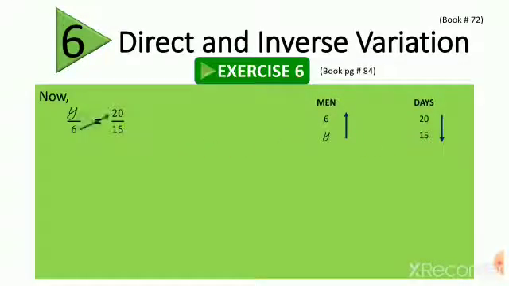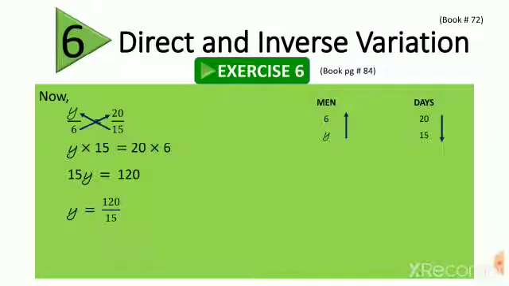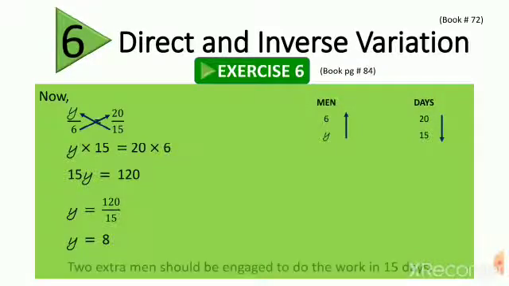Now we will do the cross multiplication like this. So when y is multiplied with 15, it will be 15y. 20 multiplied by 6 is 120. Now to find y we have to remove this 15 from here. So 15 will move to the other side, and when it moves to the other side it will be divided. So 120 by 15, when we divide, it will be 8. So y is equal to 8.